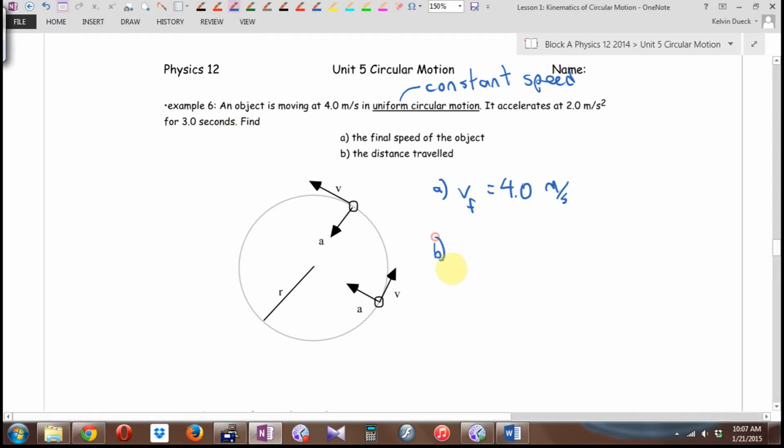B, the distance traveled. Well, the distance is really the circumference. I'll even write that word out.